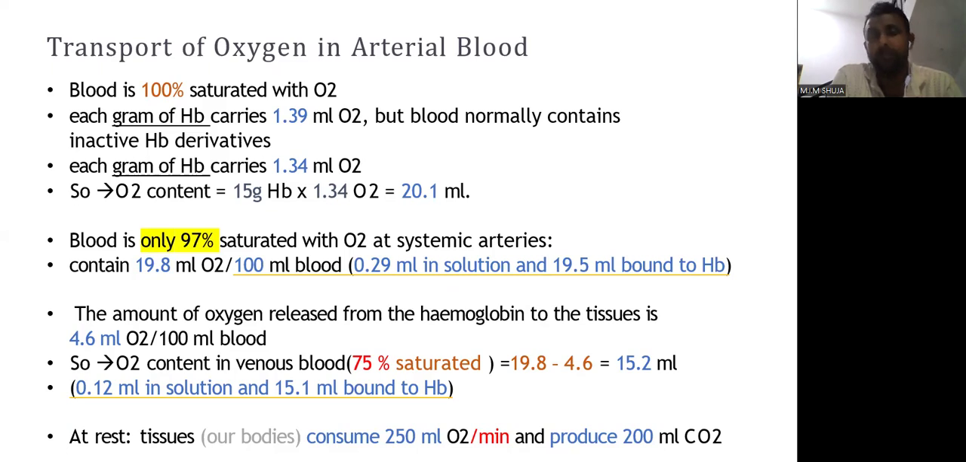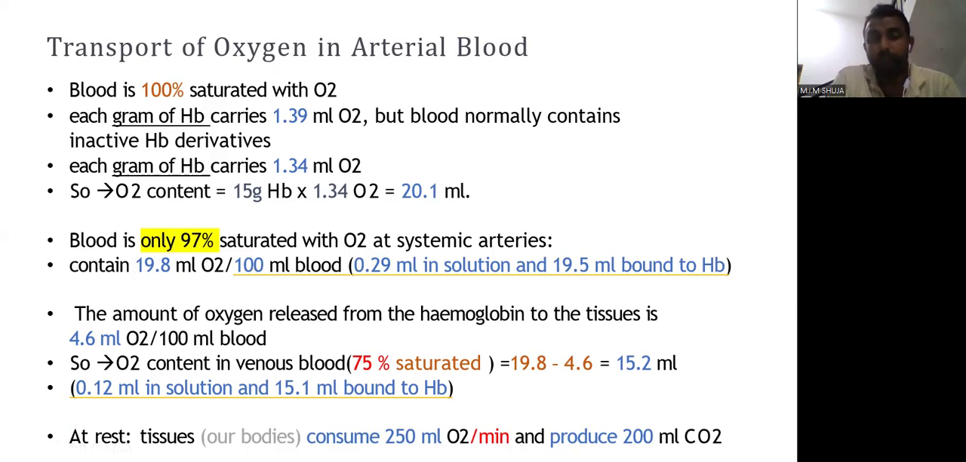But blood is only 97% saturated because 3% is shunted blood. So because the 20.1 ml is for 100% saturation of oxygen, as in the blood it is only 97%. 100 milliliter of blood contains 19.8 milliliter of oxygen. In that also, 19.5 is bound to hemoglobin, 0.29 is in the solution.